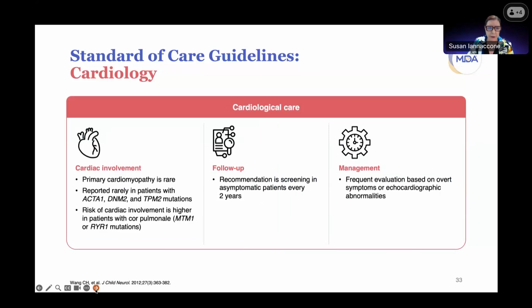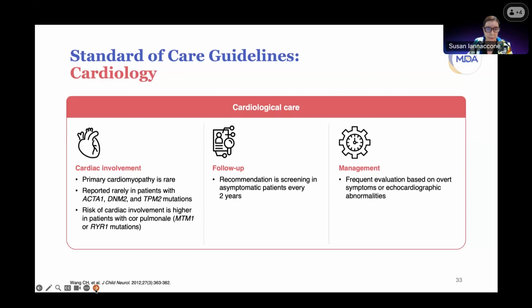So for cardiology involvement, while cardiomyopathy is rare with these disorders, it happens often enough that these patients should be screened periodically for cardiac involvement. These genes are present in cardiac muscle, and so most of these patients are at risk for developing cardiomyopathy, although it doesn't happen that often.